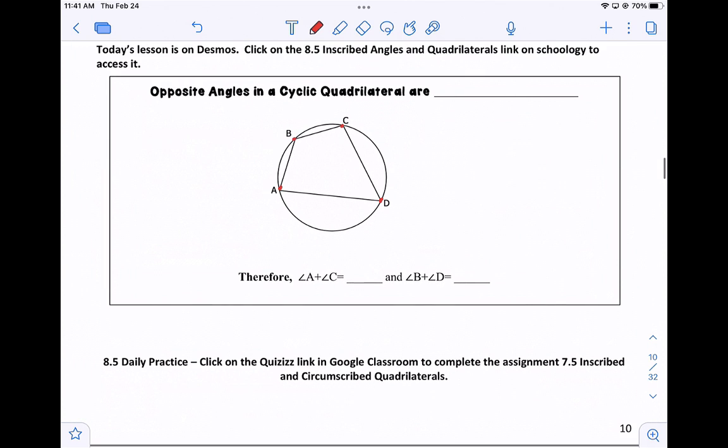And then for your assignment, there'll be another link there for you. It's on quizzes. You're going to want to finish that by the due date because that link does expire. It's called 7.5, inscribed and circumscribed quadrilateral. Actually, it will be 8.5.